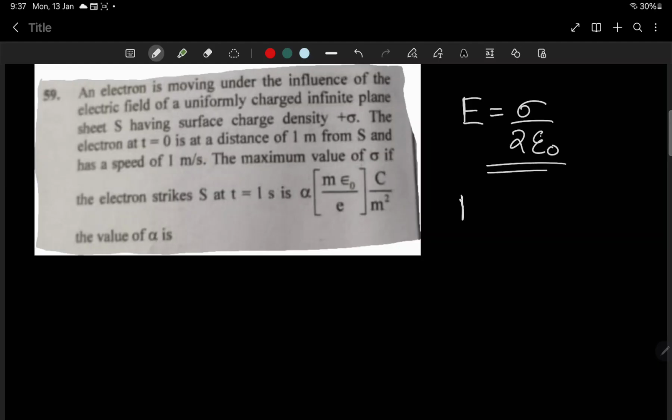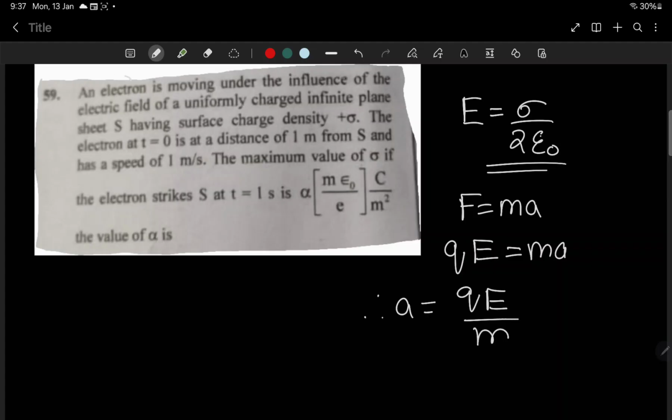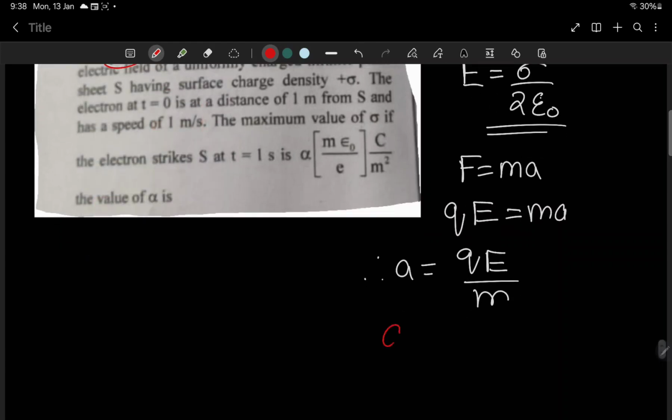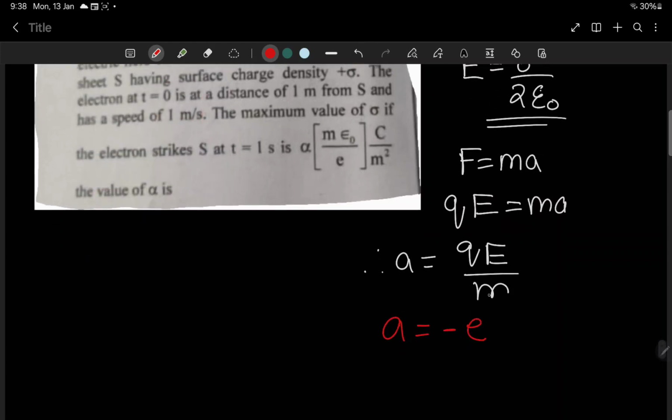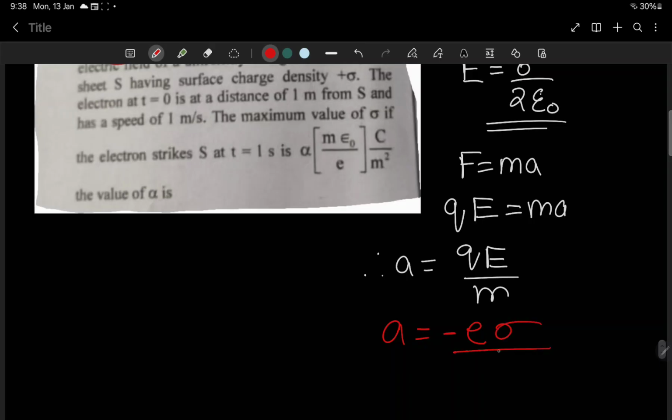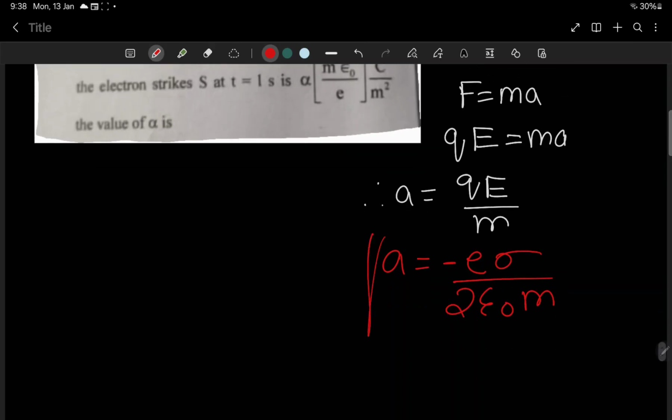So you know that F equal to ma, right? F can be also written as Q into E, that's equal to ma. So therefore acceleration of the particle is QE by m. Here it is given as electron. The particle is electron, therefore Q can be written as minus e. E is given as sigma by 2 epsilon 0, into m. So this is the acceleration of the particle.